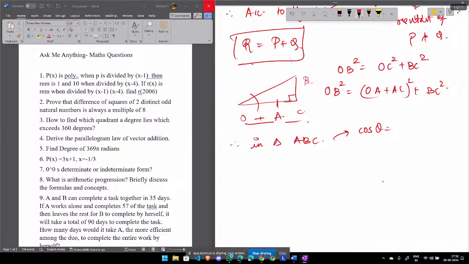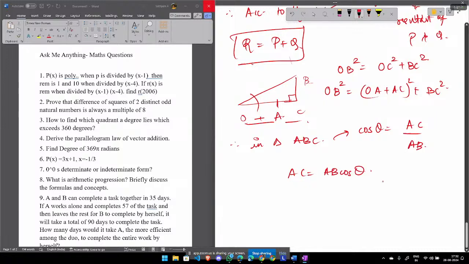So what's my adjacent side? Adjacent side is मेरा AC upon the hypotenuse. So my cos theta would be AC upon AB, or I can say my AC is AB cos theta. All right. Or I can also say that my AC is OD cos theta, which is equal to my Q cos theta. How? Since my AB is equal to OD is equal to Q. है ना?